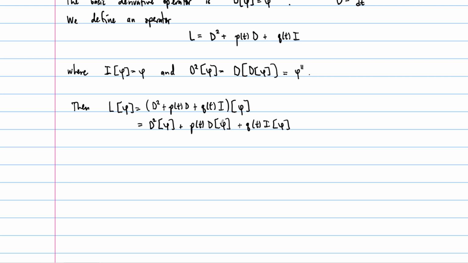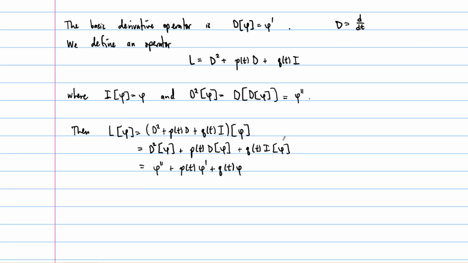Okay, and so again, we know what these things do, so this just gives us back phi double prime plus p of t times phi prime plus q of t times phi, right? I of phi, identity. So there you go.